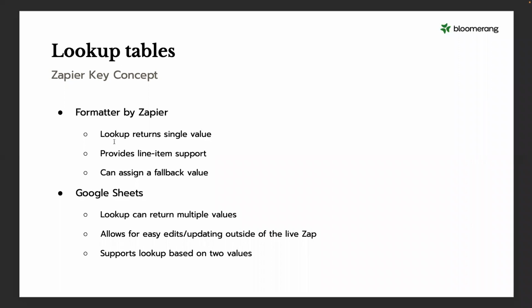So Formatter by Zapier is a free app in Zapier's marketplace that can be used to create a really simple lookup table. Formatter by Zapier allows you to return a single value for the lookup. It can look up and return a value for each line item in a record. So this is common for e-commerce orders, Shopify, WooCommerce, things of that nature.